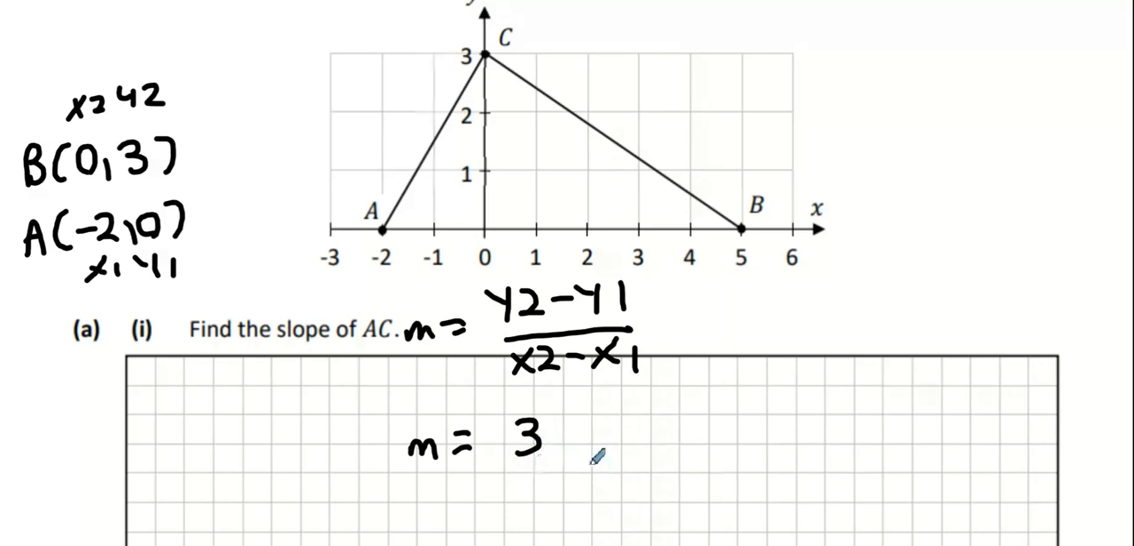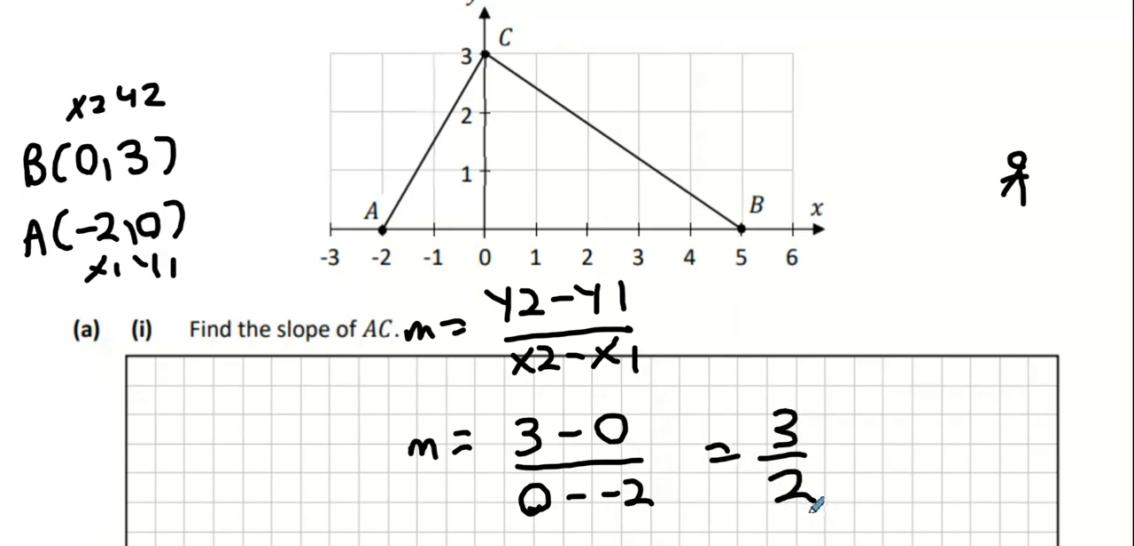So it's going to be 3 minus 0 all over 0 minus minus 2. It's a positive slope because if I was playing Super Mario and I go left to right, positive slope when you go uphill and a negative slope when you go downhill. So I'm expecting a positive answer. If I put down the calculator, I get 3 over 2 as my slope. And I go, okay, that's all right.